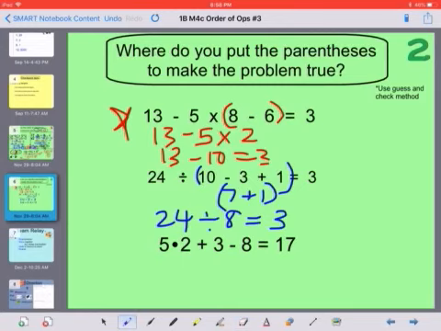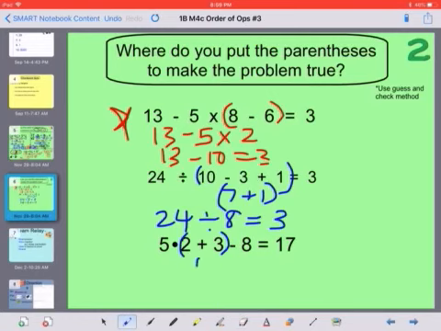All right, and the last one here. If I just start solving it, 5 times 2 would be 10. 10 plus 3 minus 8 is not going to give us 17. 10 plus 3 is 13, 13 minus 8, not going to work out. So we need to add some parentheses here. Let's think. 17, we've got to get a bigger number. We need 5 times something to get a big number, but 5 times 2 is only 10. So what if I group the 2 and the 3?